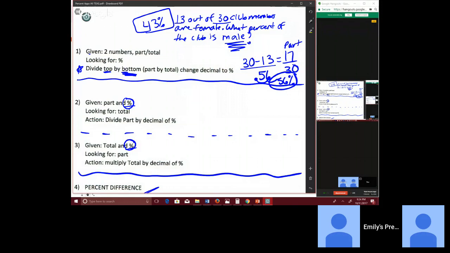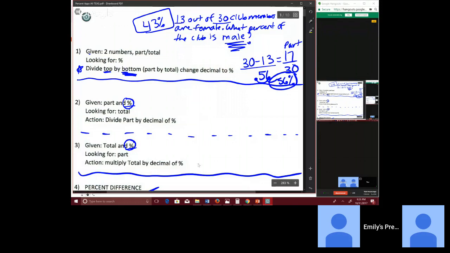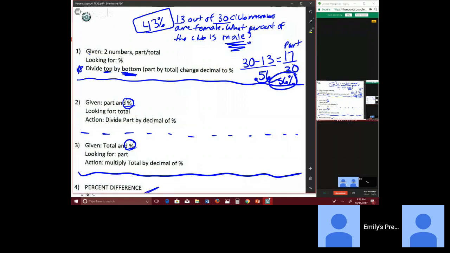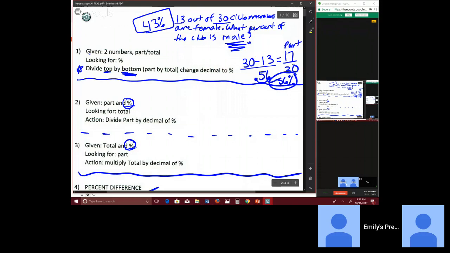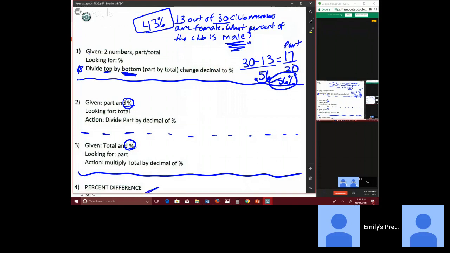So in a 2, you're given a part and a total, or a percent. In a scenario 3, you're given a total and a percent. So the difference between the two is the regular number that they give you. The one regular number is a part in a scenario 2, and it's a total in a scenario 3. So all we really have to do is understand the words that they give us in the question. The words in the question will tell us everything that we need to know.